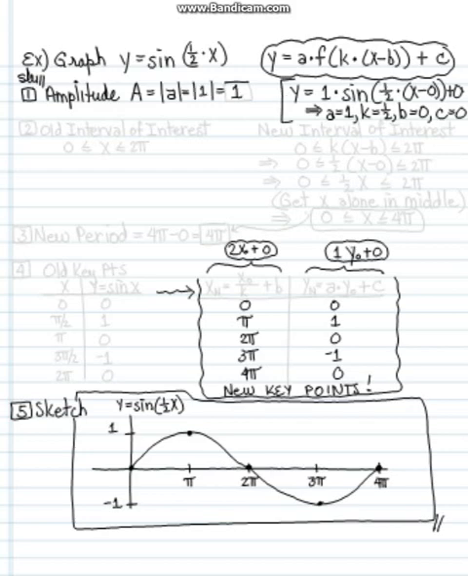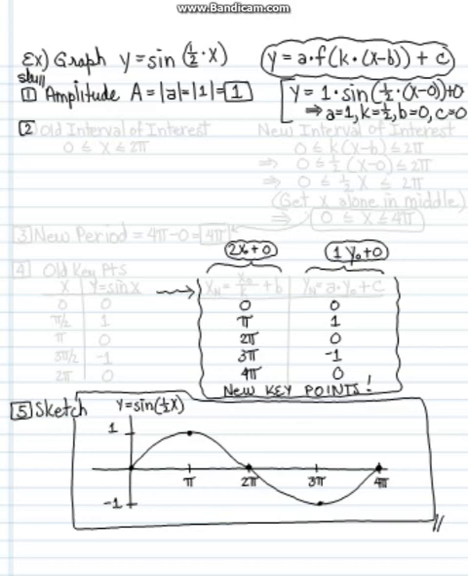Now the amplitude is the absolute value of a, which is 1. So the absolute value of 1 is 1. The amplitude is 1. That's half the vertical distance, half the highest minus the lowest.